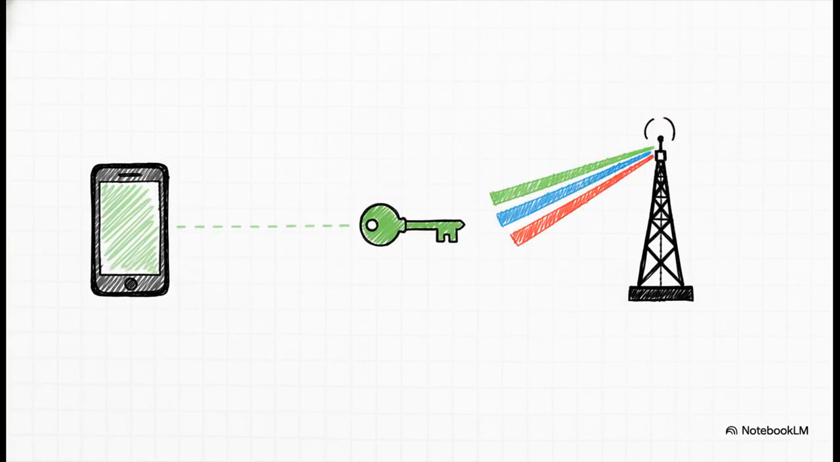The network doesn't have to hunt for you. It doesn't have to guess. Just by seeing which resource your phone used to say hello, it instantly knows which of its many beams is already pointing right at you. The choice of the resource is the message.